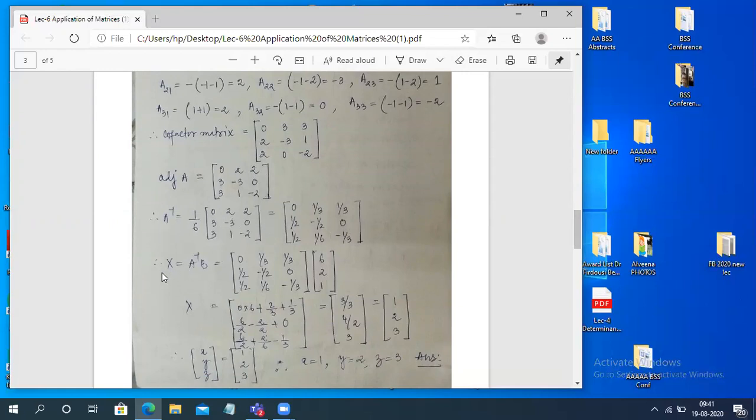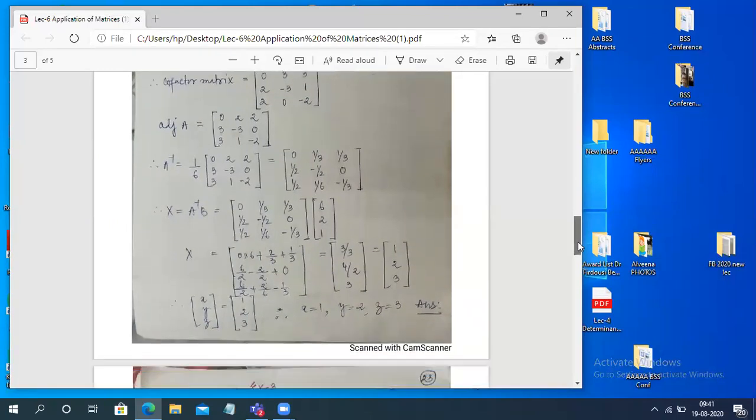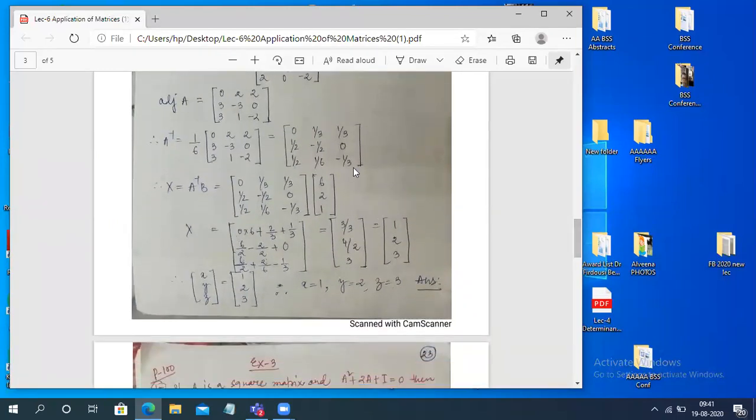Now we have the formula X is equal to A inverse B. That means now do the second step: multiply this A inverse with the column matrix B, which is 6, 2, 1. Since this is a 3 by 3 order square matrix, and this is a 3 by 1 order column matrix, you will get a 3 by 1 order column matrix as the resultant matrix.